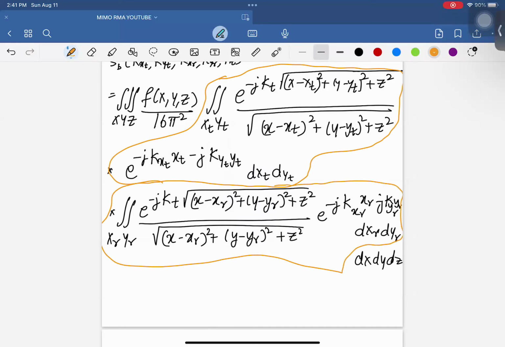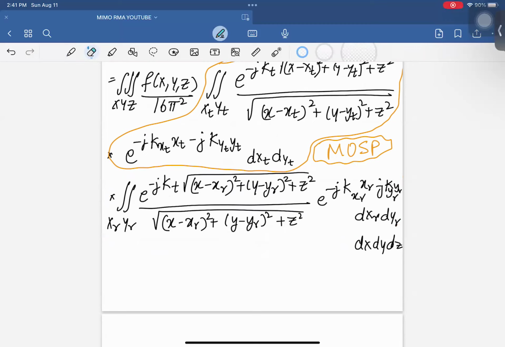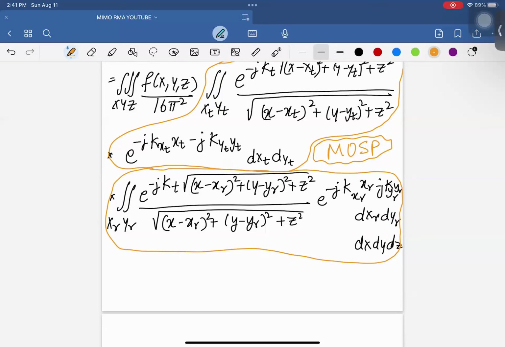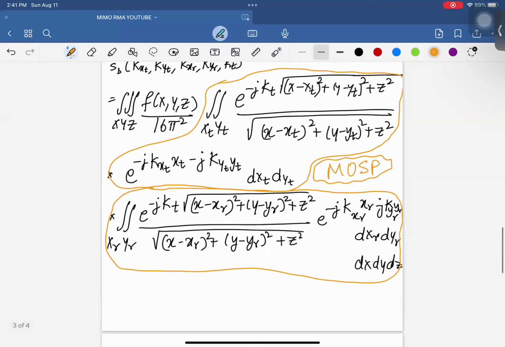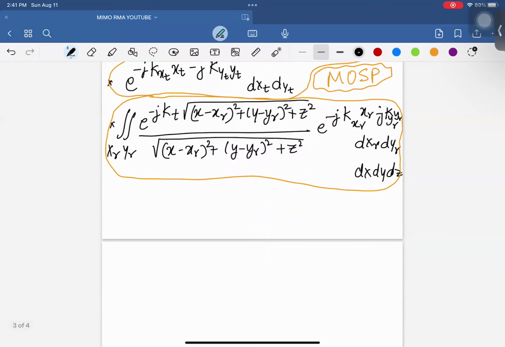Both these integrals can be solved using the method of stationary phase, right? I'll make a separate video on this. I think it's useful to do that. Maybe I'll post it right after this. So if you don't know what method of stationary phase is or how to compute it, I talked about it a little bit during the SAR range migration video, but I'll make a separate video. Okay, so we can actually solve these two integrals explicitly using stationary phase approximation.